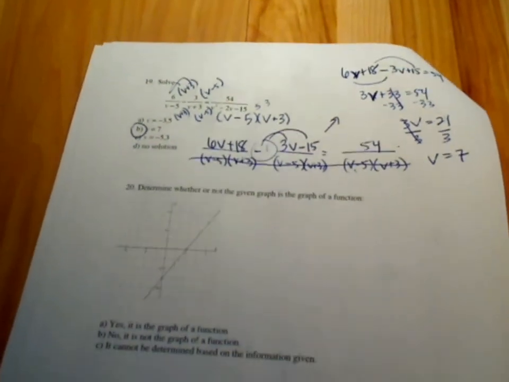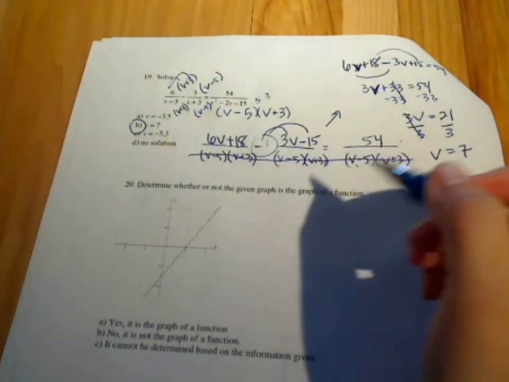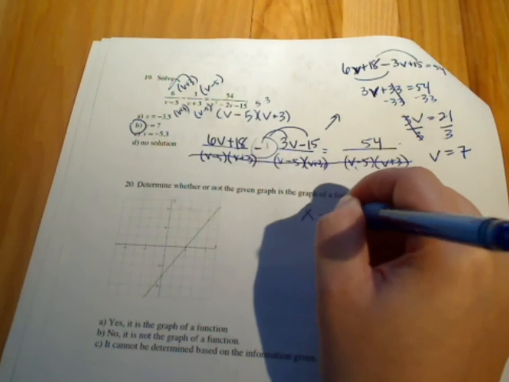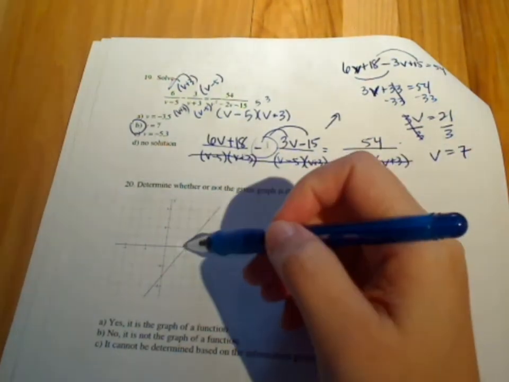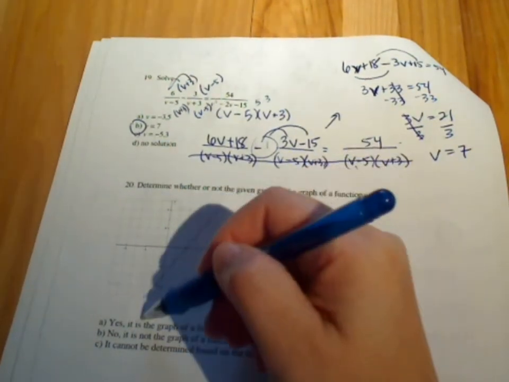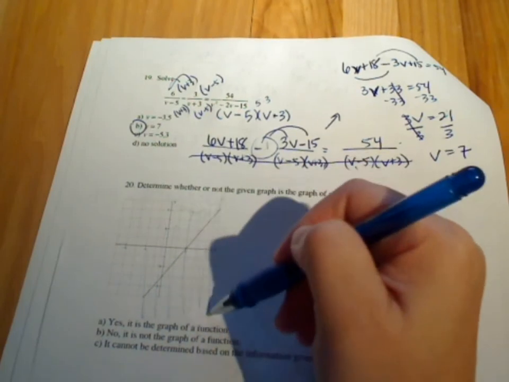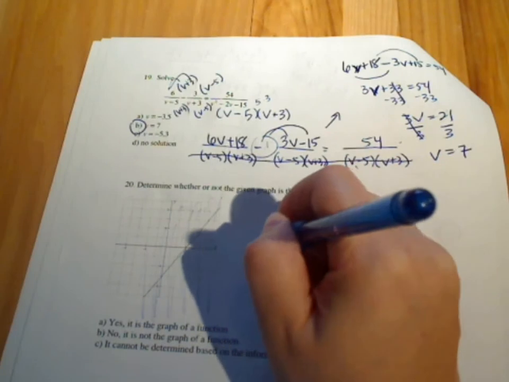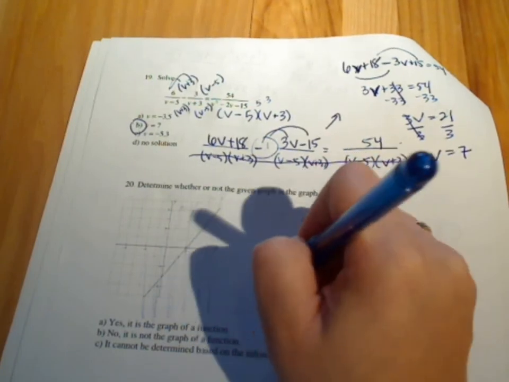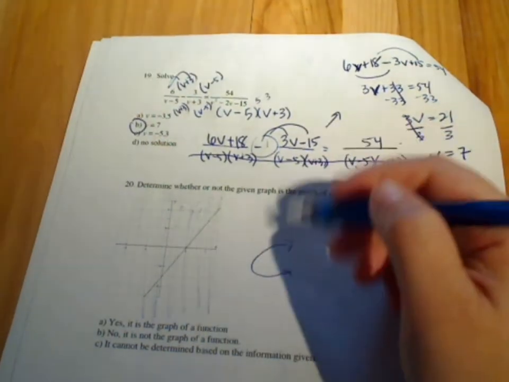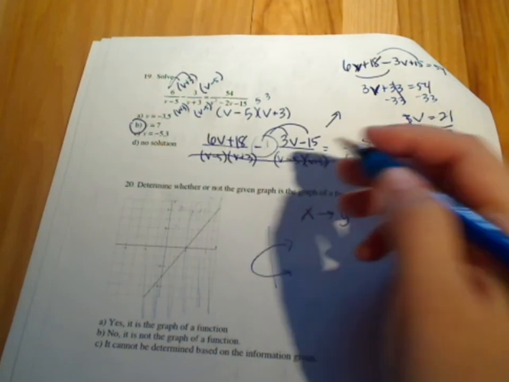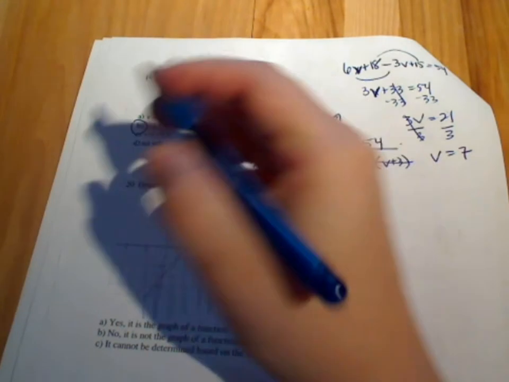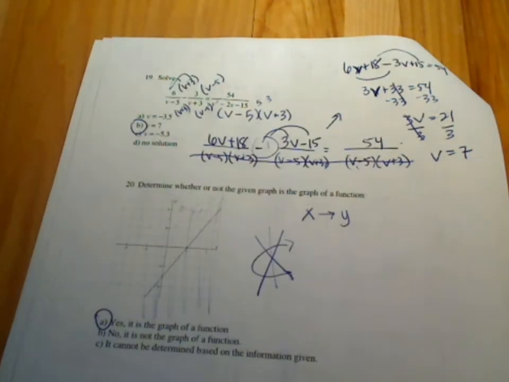Alright, given the graph, see if the graph is a function. A function means each x has only one y. So if I look at this x and y, I do what's called a vertical line test and make sure it only passes through the graph once. If the graph was like that, and it goes through twice, this is not a function. Ours, since it only goes through once, yes, it is a function.